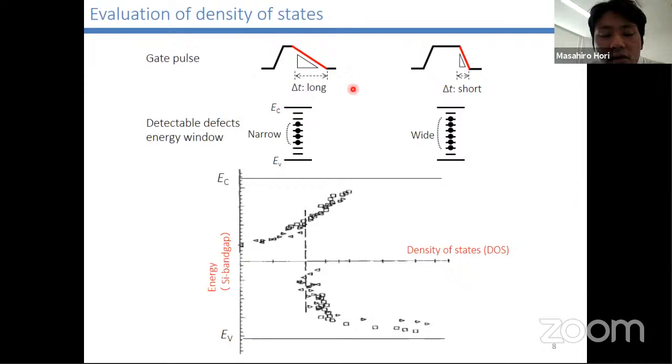I'll skip the detailed explanation, but by changing the gate pulse slope, we can obtain the information of the density of states in the silicon band gap, as shown in this figure. For example, for a gradual slope, defects in a narrow energy range can be detected. On the other hand, for a steep slope, defects in a wider energy range can be detected. So by changing the gate pulse slope, we can obtain the defect density at our desired energy level.